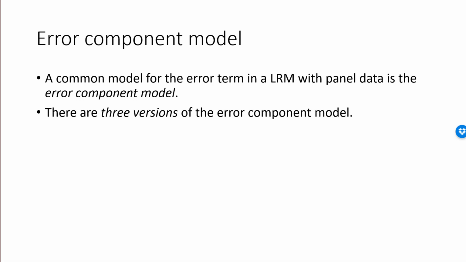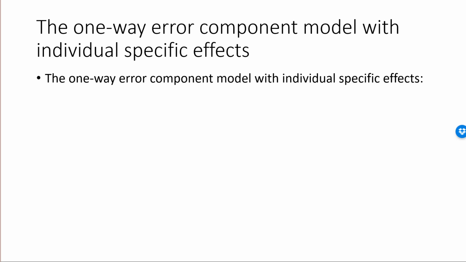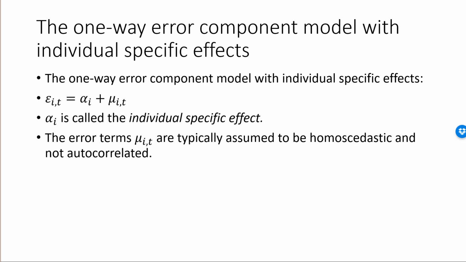The first version is the one that we just looked at. That's called a one-way error component model with individual specific effects. This model looks like this. The error term affecting individual i at time t is given by some individual specific effect alpha i plus some other error term mu it. Alpha i is called the individual specific effect, and for the right hand side error term, the mu it, we typically make the Gauss Markov assumption.